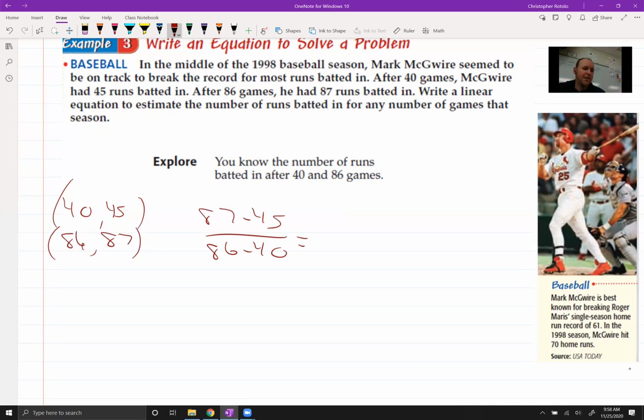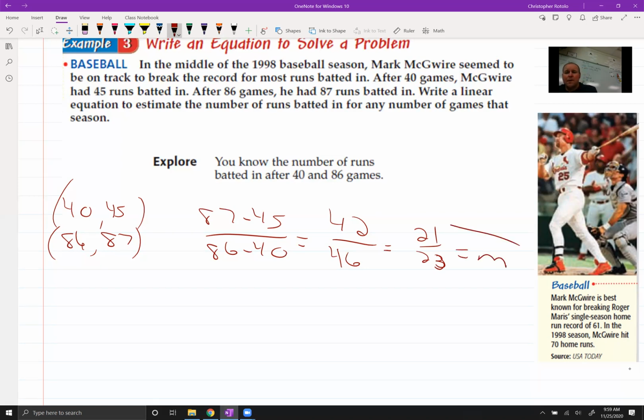You might have to grab your calculator for some of this stuff today, okay? 87 minus 45, where are we at? All right, so we're at 42. And this one's 46, right? Now these are kind of messy numbers. Let's reduce it at least a little bit. So I get 21 over 23. Okay, so this is almost one. So that means he has almost one RBI for every game. So that's pretty good. All right, if you know about baseball, that's pretty good.